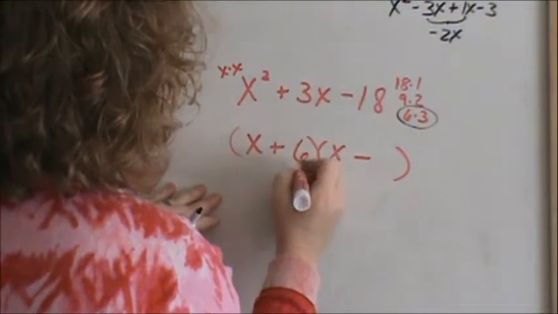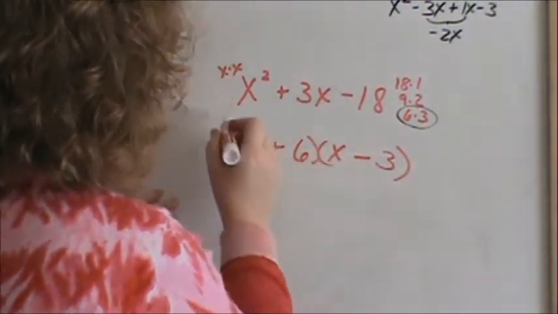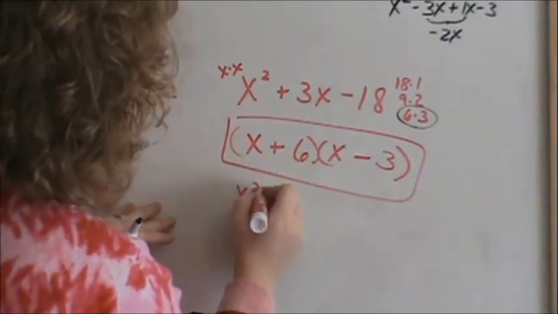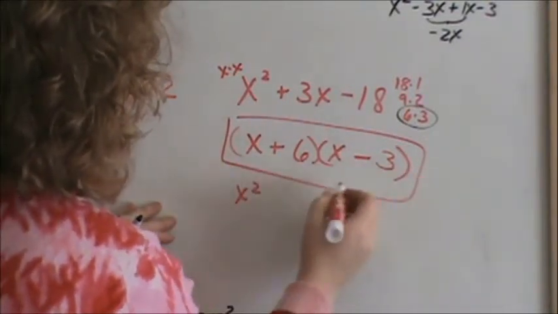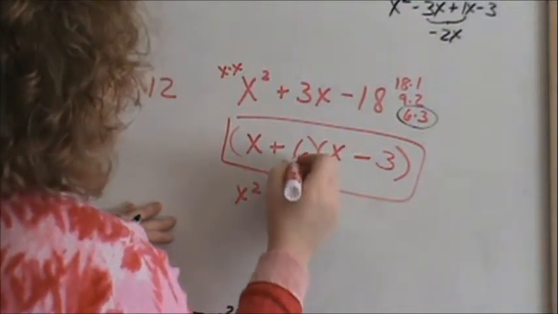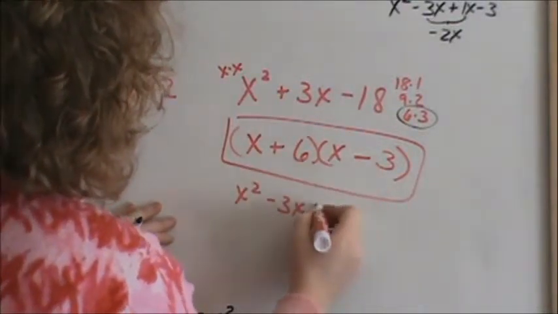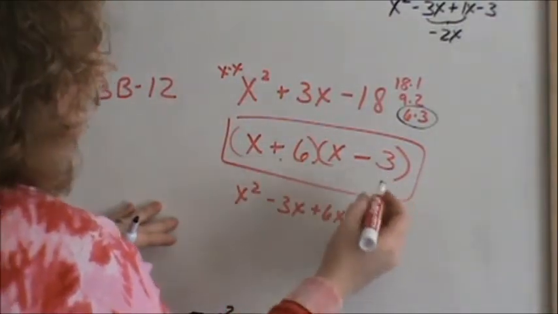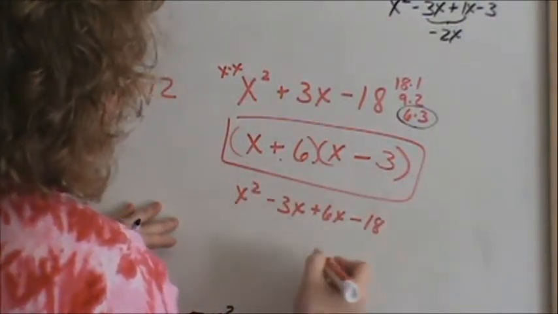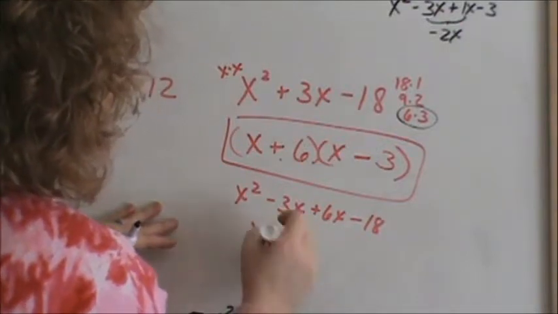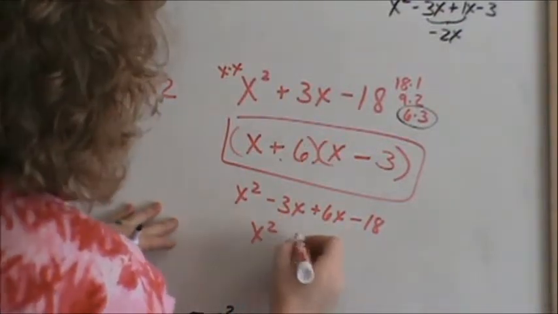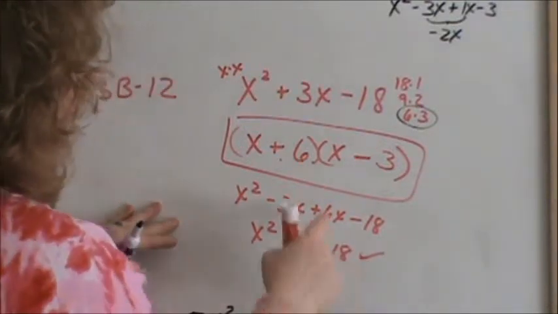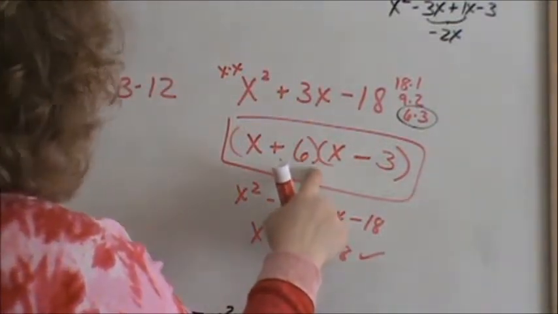So I put my 6 here, my 3 here. I'm going to FOIL it back out. First, x squared. Outside, x times a negative 3, negative 3x. Inside, positive 6 times x, positive 6x. Last, positive times a negative is a negative 18. Combining my middle terms, a negative 3x and a positive 6x is a positive 3x, which gives me my original problem. This tells me this is the correct answer.